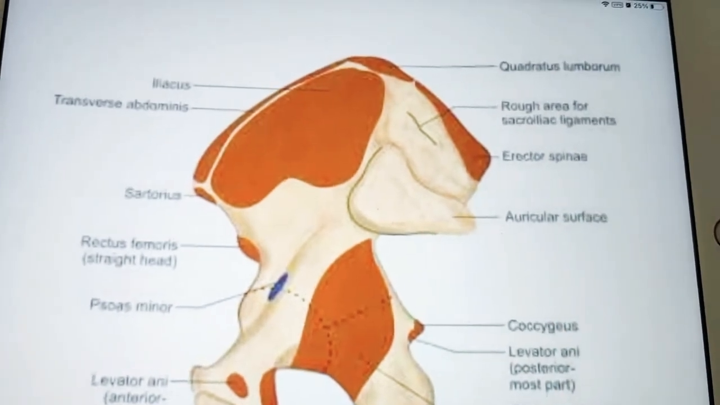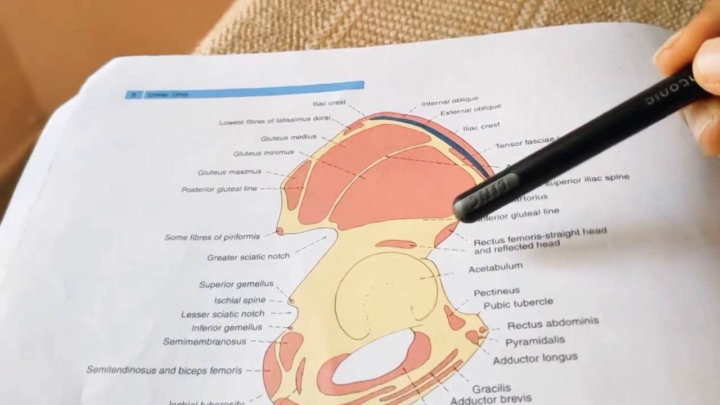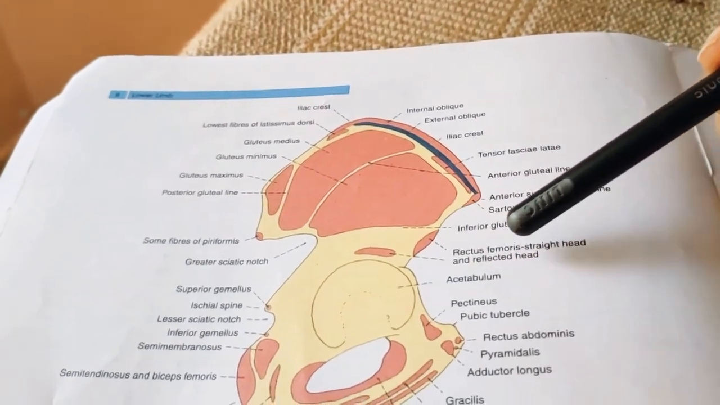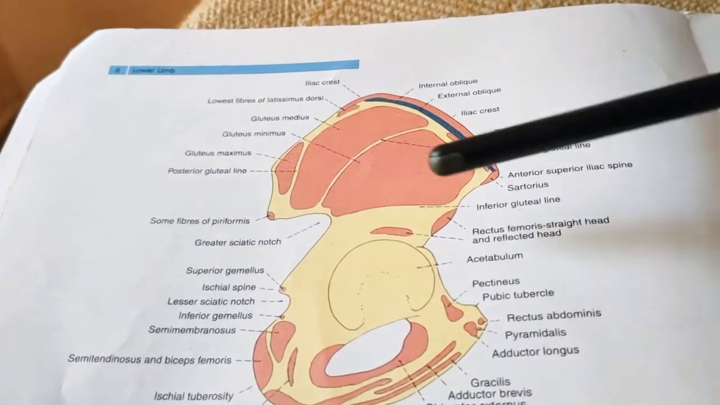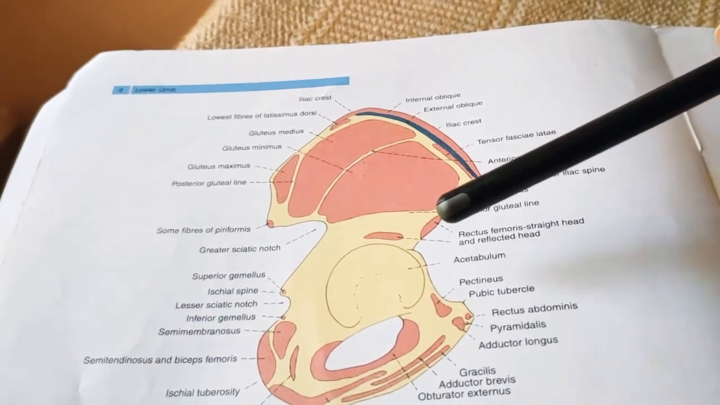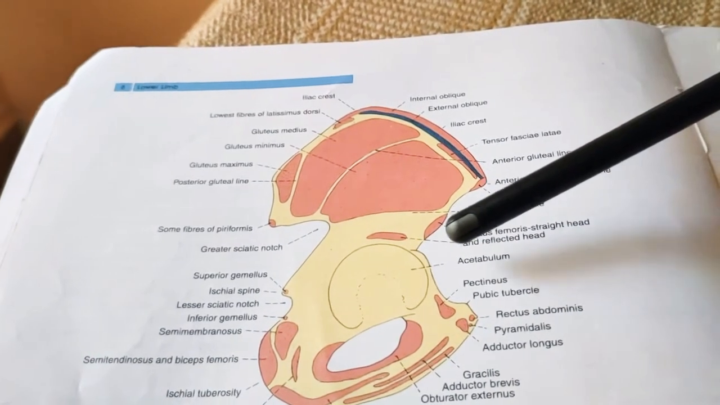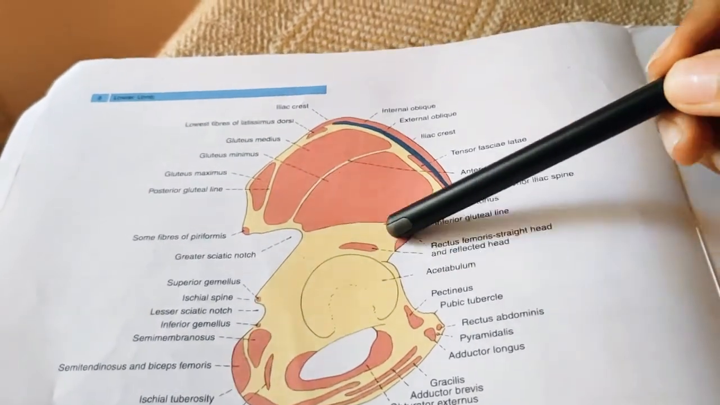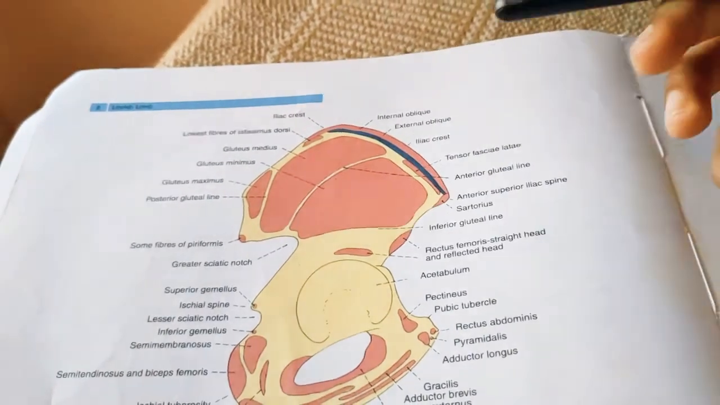Okay, so if you remember, this is the anterior inferior iliac spine. So this gives origin to the rectus femoris straight head. Okay, so below it there is a rough area, a rough lower part, which gives attachment to the iliofemoral ligament. So here only the iliofemoral ligament and also the rectus femoris straight head are getting originated.